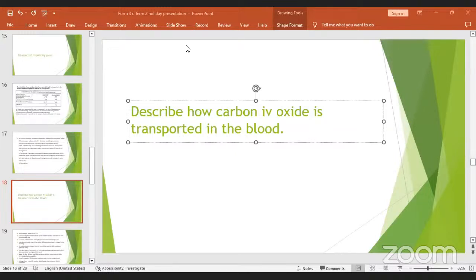Now, they are transported in that form. I'll say that carbon dioxide reacts with the water under the catalyst called carbonic anhydrase to form weak carbonic acid, which is unstable. It easily dissociates to form hydrogen ions and hydrogen carbonate ions.